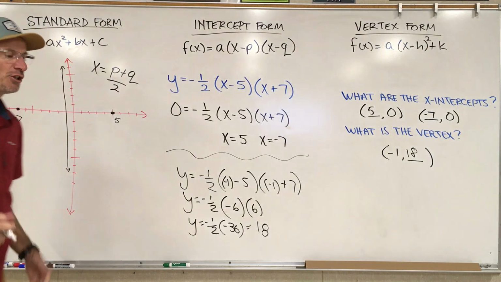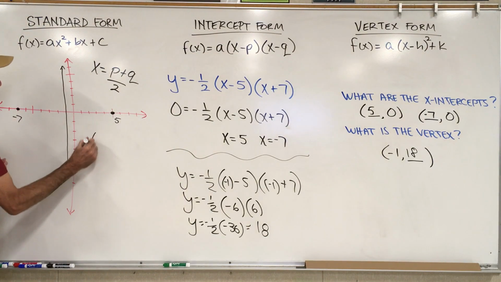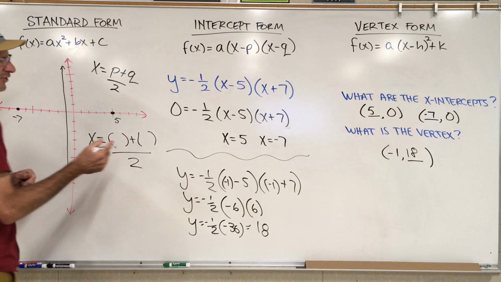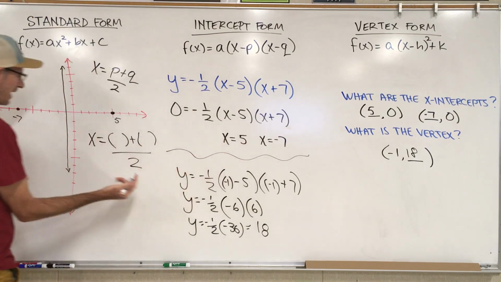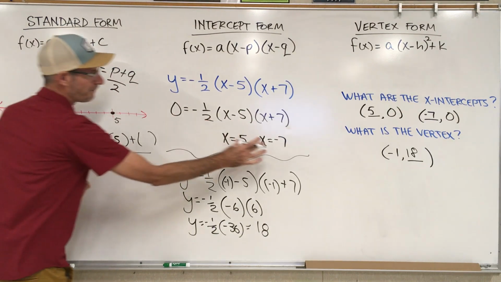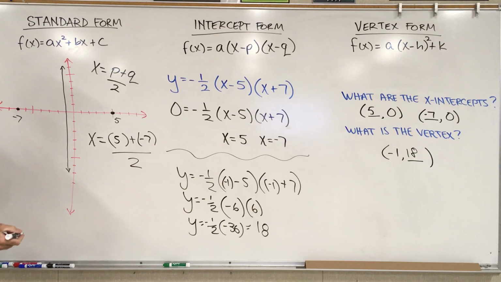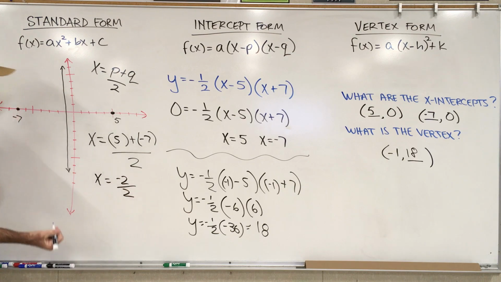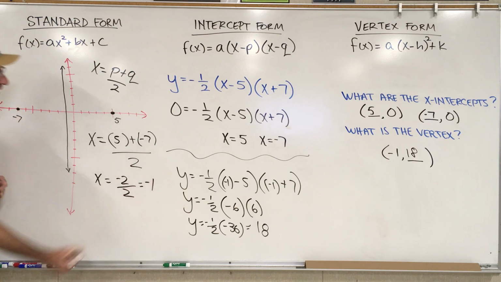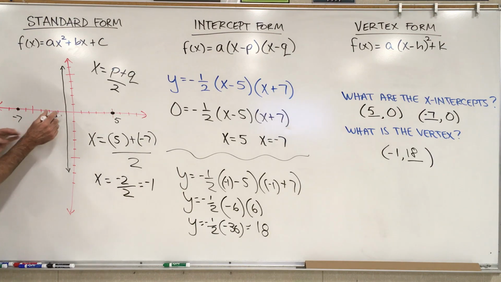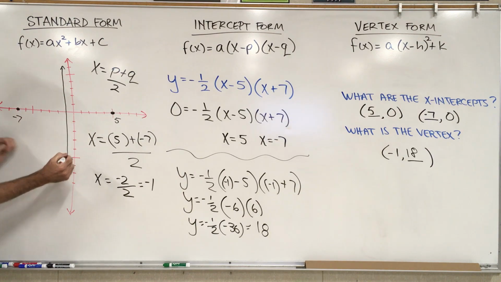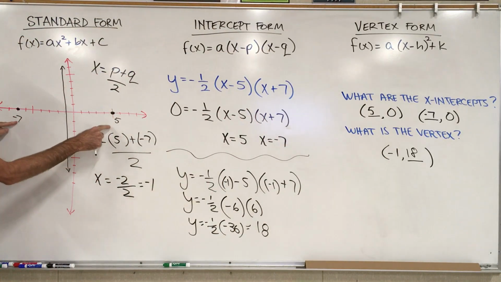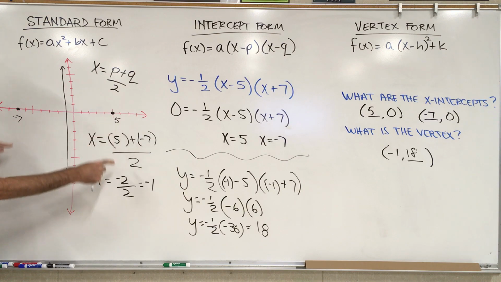And this is a method that we could use if we didn't have a graph. So that would look like x equals p plus q divided by 2. And so right now, our x-intercept is 5, and our x-intercept is -7. And so 5 plus -7 is -2 over 2, and -2 divided by 2 is -1. So another way of finding where the axis of symmetry would be, where the x-coordinate of the vertex is, is by adding your two x-intercepts and dividing by 2.